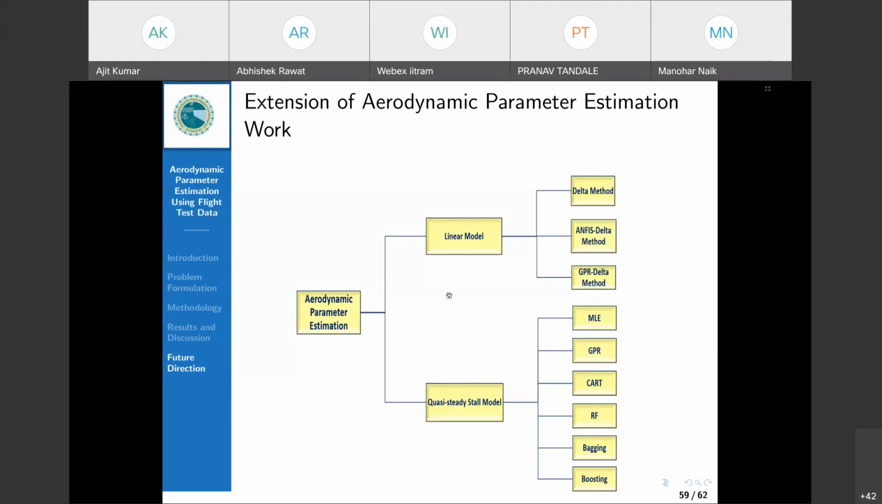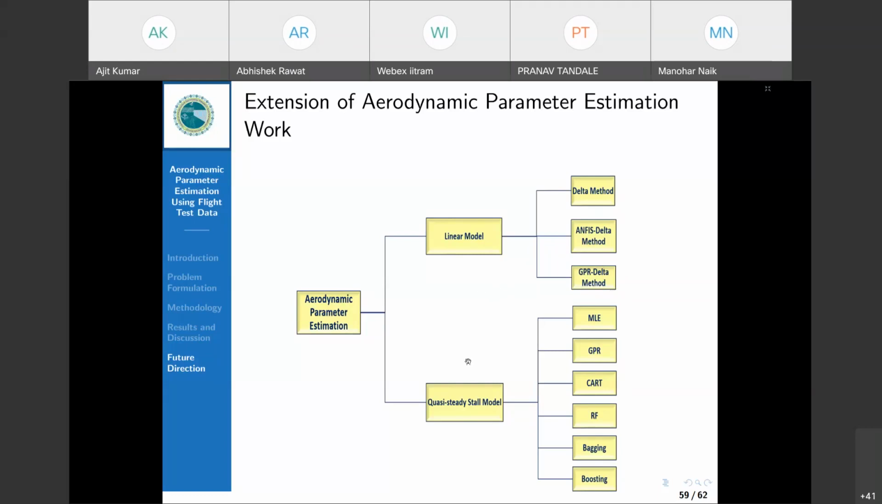When the angle of attack is in the range of 15, 16 degrees, your aircraft will become unstable, or it will be in the stall regime. For that, we don't have a very concretized fit-based model. So a data-driven model can also be a candidate solution when your aircraft is entering the nonlinear regime. One of the exercises can be performed on a quasi-steady stall model.